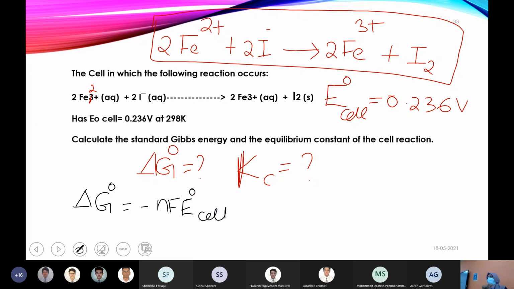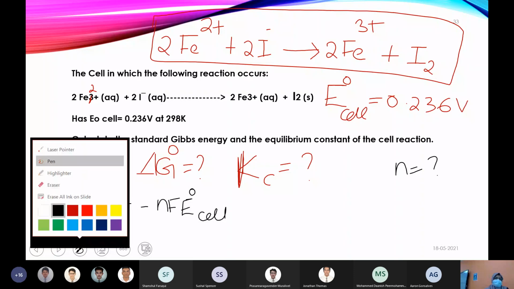So the first part, calculating the free energy change, uses this equation: delta G is equal to minus nF E0 cell. It's a direct equation. Substitute the values. What will be the n value here? 1 or 2? Yes. Both are oxidation, right? In the reaction, Fe 2+ to 3+, oxidation. Yeah, so it will be Fe 3+ to 2+ then. Sorry.